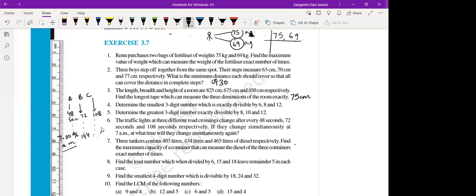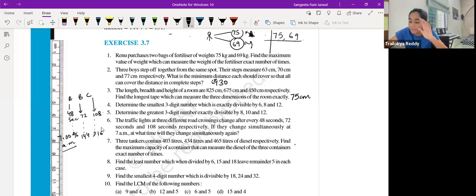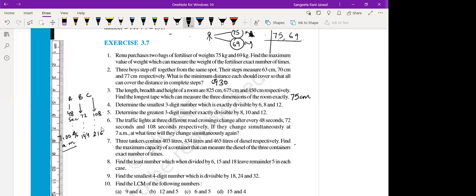You are getting the multiples of these numbers, no? 48, 96, and after some time another multiple of 48, another multiple of 72, another multiple of 108. So in this case, you have to find the least multiple when they will meet again. They will meet several times, again and again, after some time interval. But we have to find the least time when they will meet first. You understood?